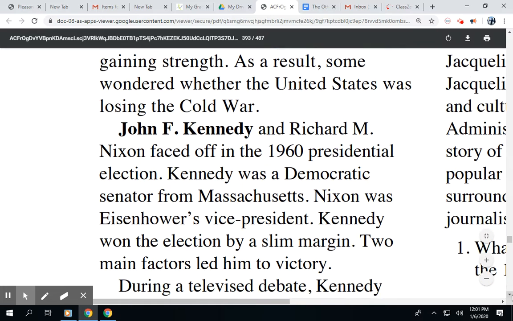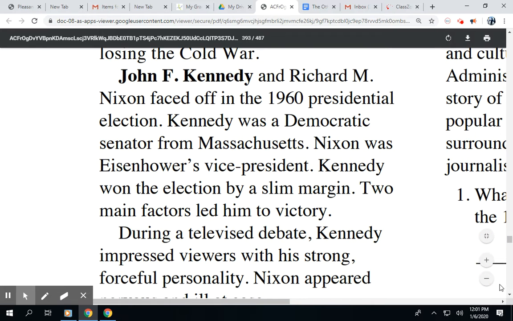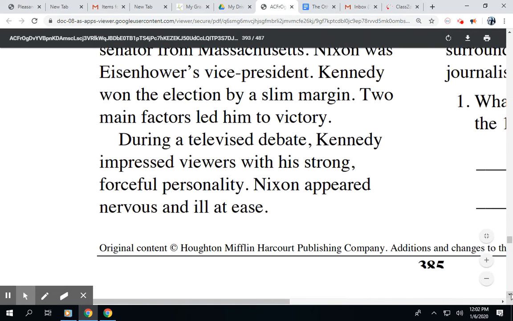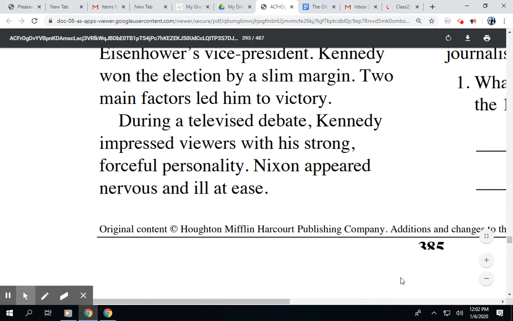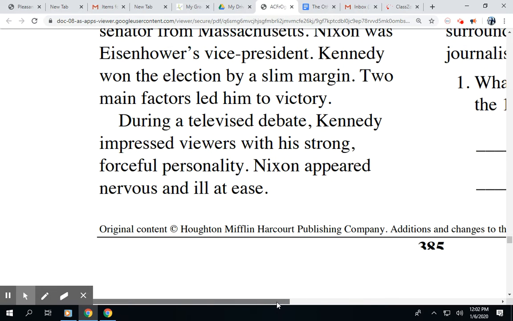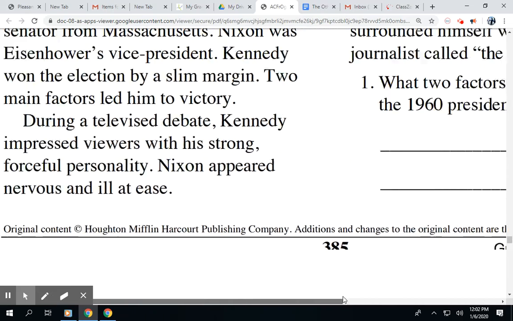John F. Kennedy and Richard M. Nixon faced off in the 1960 presidential election. Kennedy was a Democratic senator from Massachusetts. Nixon was Eisenhower's vice president. Kennedy won the election by a slim margin. Two main factors led him to victory. During a televised debate, Kennedy impressed viewers with his strong, forceful personality. Nixon appeared nervous and ill at ease.